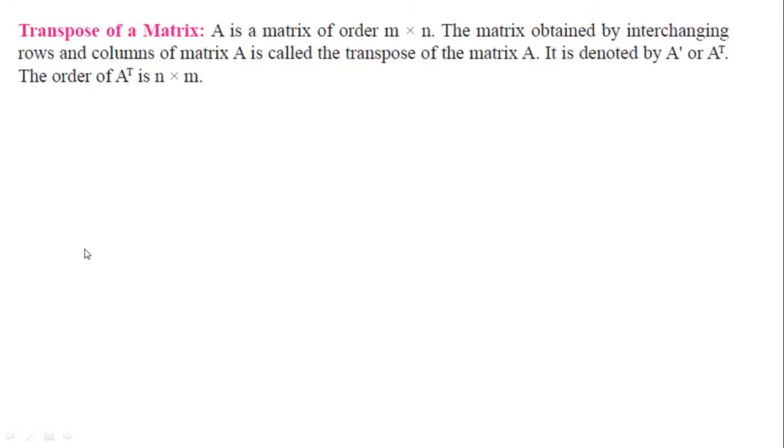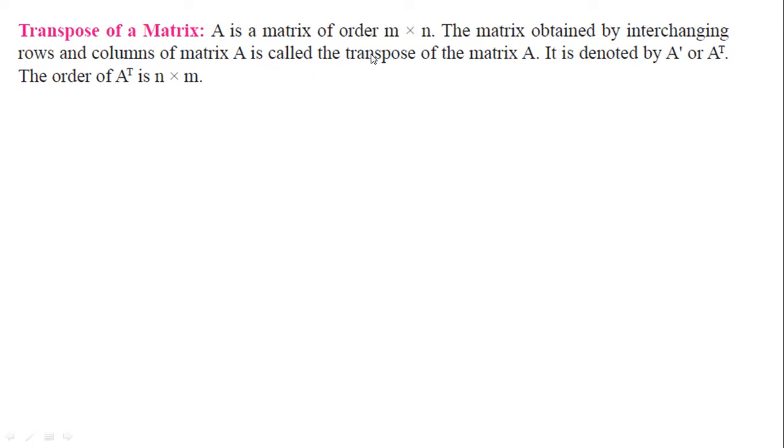Now the next concept is the transpose of a matrix. A is a matrix of order m by n. If the order of the matrix is m by n, that means it is any matrix. So A is any matrix, not necessarily a square matrix. Then the matrix obtained by interchanging rows and columns of matrix A is called the transpose of the matrix A.